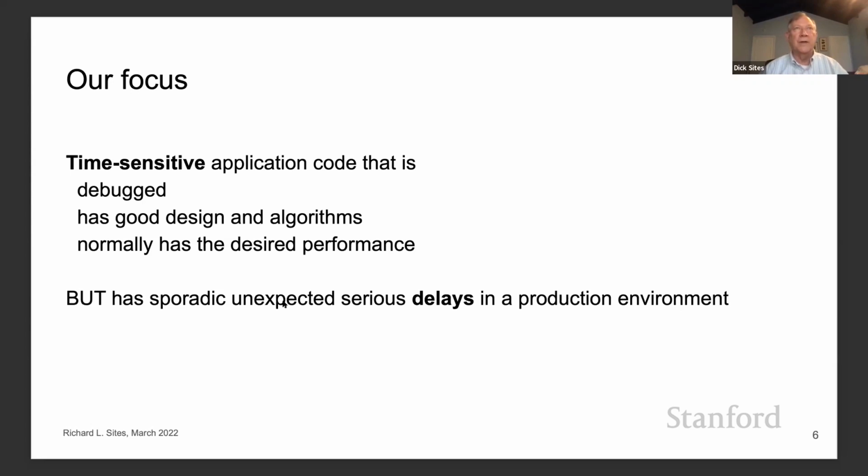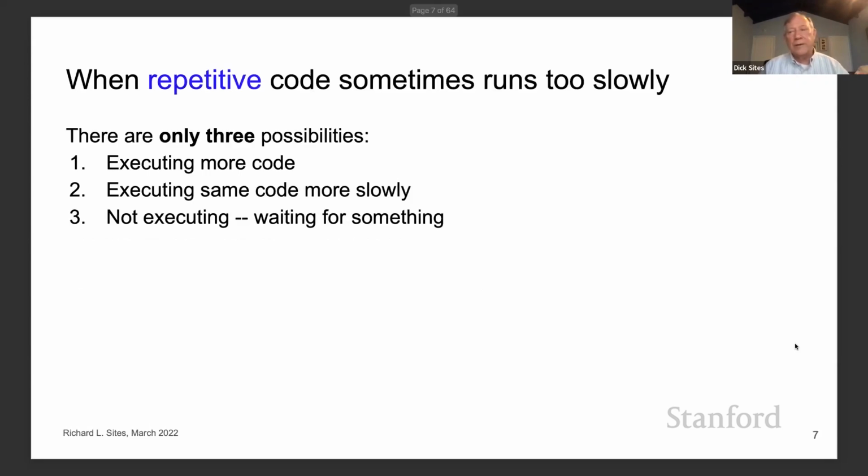It normally runs as desired with good performance, but it has unexpected, sporadic, serious delays. Sometimes only delays that occur in a production environment, not in testing environments. And those are the hard things that a lot of people sort of live with, but I have spent the last 15 years or more trying to understand what's really going on, and then finding things that are, oh, well, that's screwed up and it takes 20 minutes to fix.